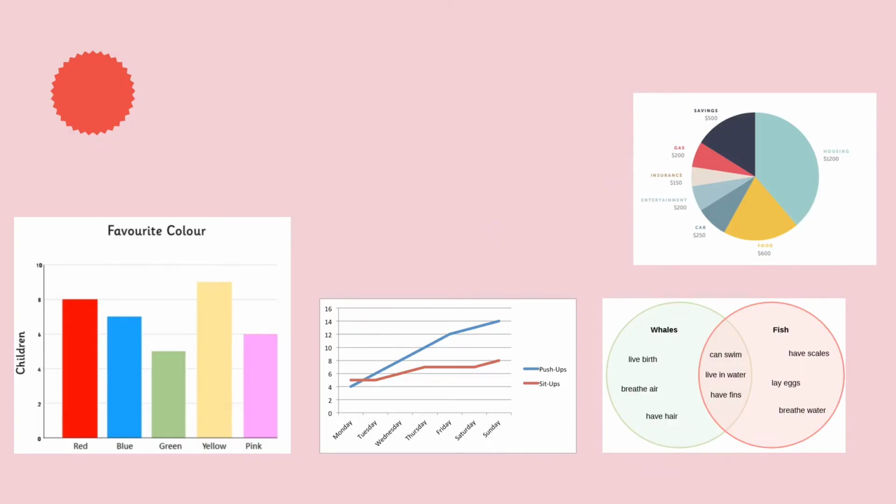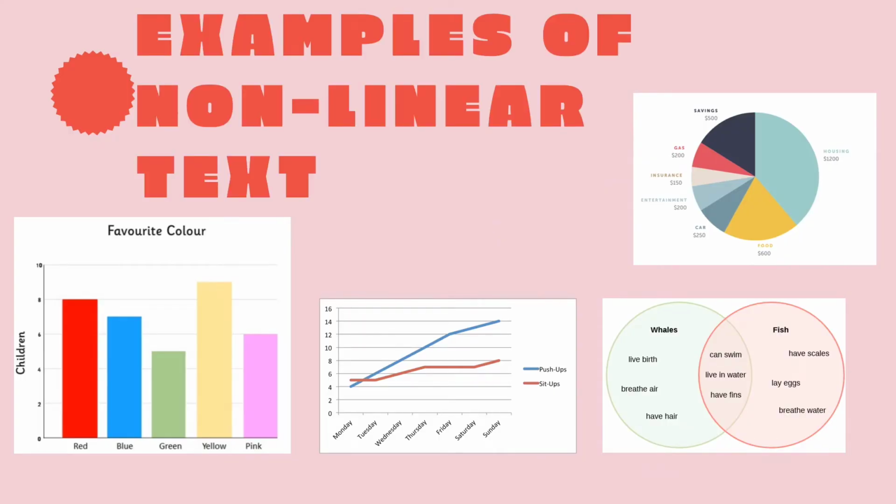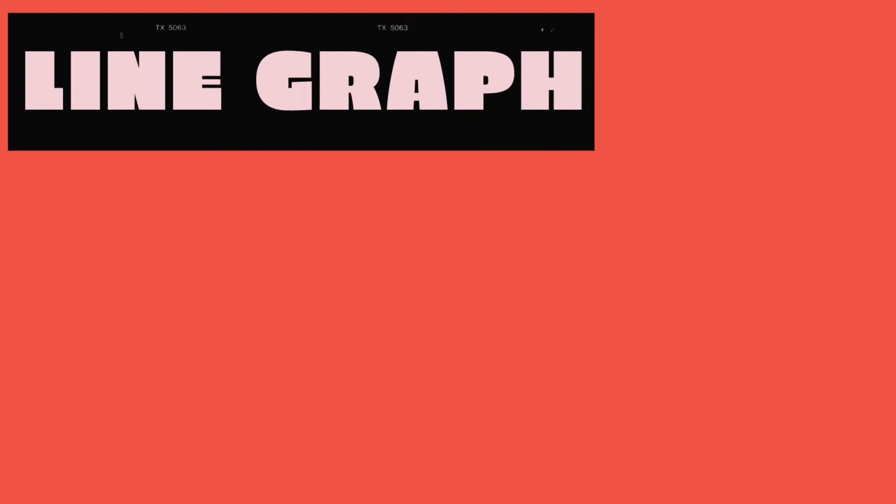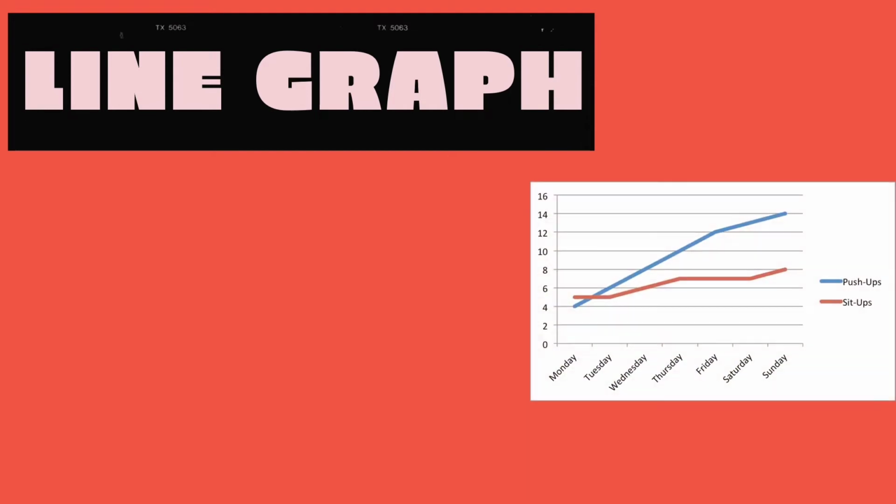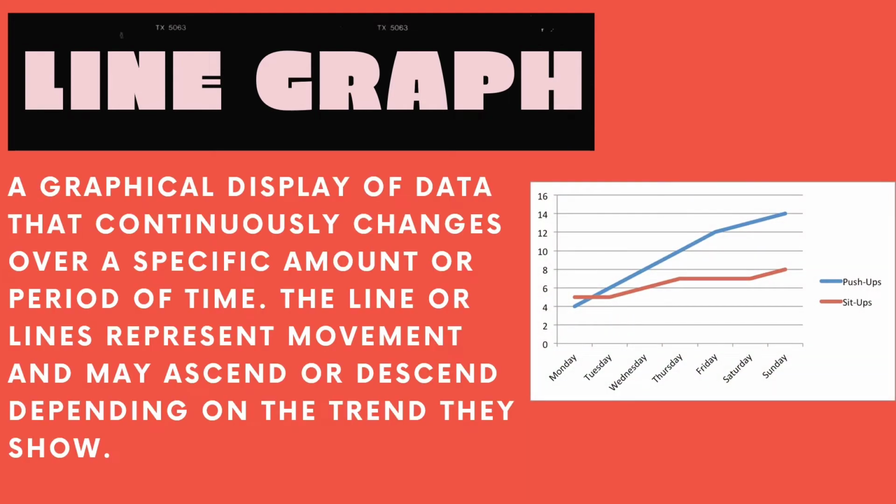Now, let us further explore the examples of nonlinear text. The first one is the line graph. It is a graphical display of data that continuously changes over a specific amount or period of time. The line or lines represent movement and may ascend or descend depending on the trend they show.